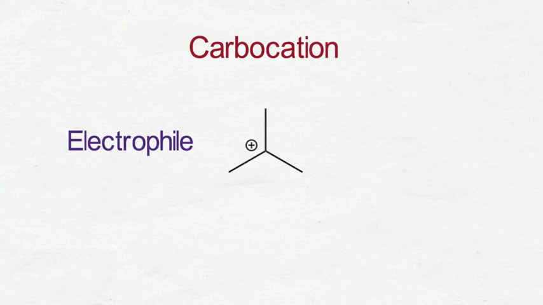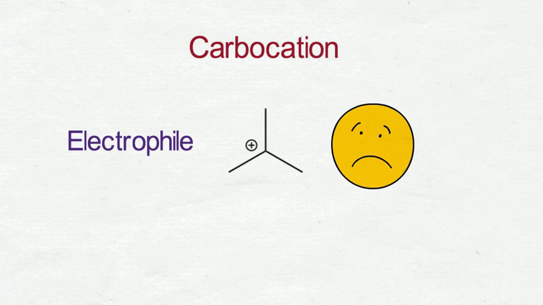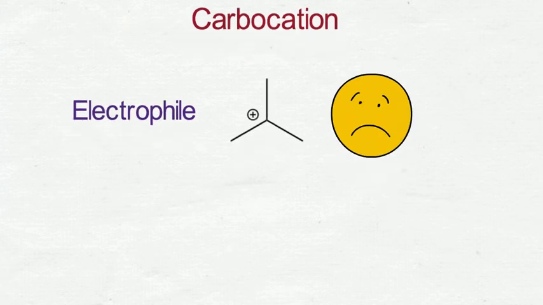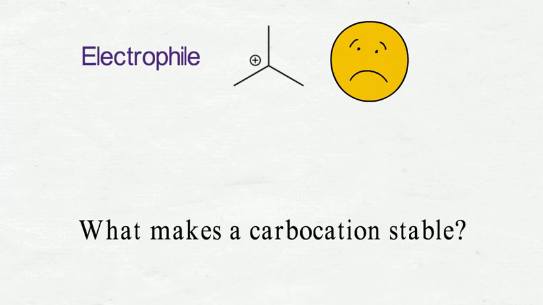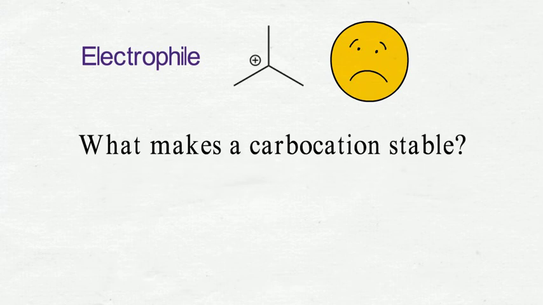Carbocations are an important class of intermediates as they are formed in many organic reactions such as SN1, E1, electrophilic aromatic substitution, and so on. A positive carbon is generally not happy. Thus, carbocations need to be stable to be formed. The more stable a carbocation is, the faster the reaction proceeds. So, what makes a carbocation stable?